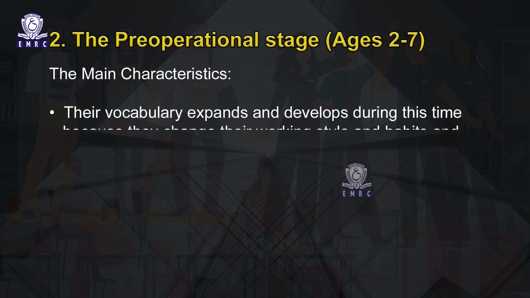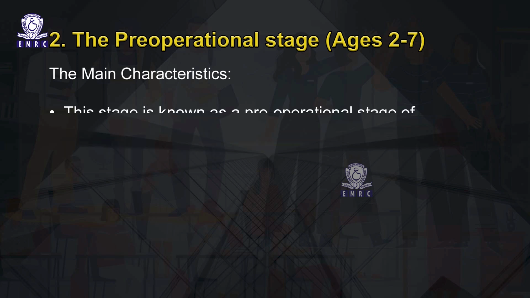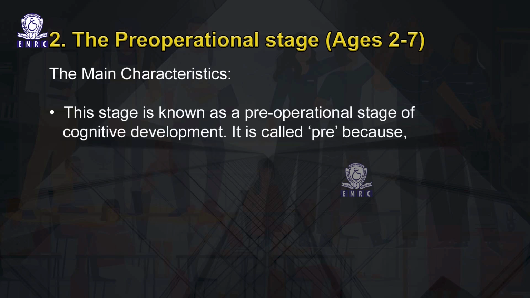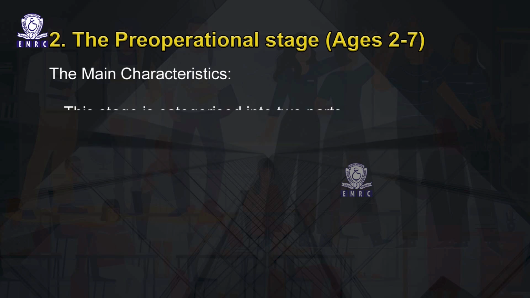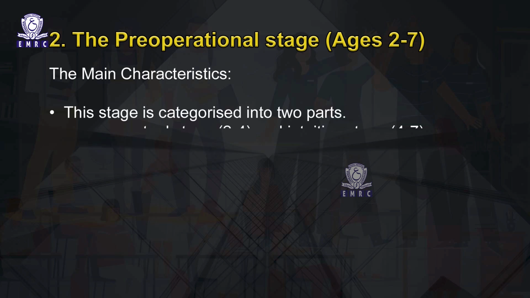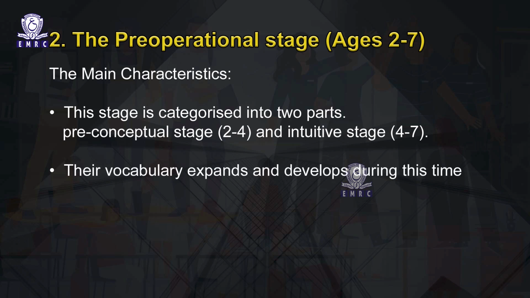Then their vocabulary expands and develops during this time because they change their working style and habits and start behaving like little adults. This stage is known as the pre-operational stage of cognitive development. It is called pre because in this stage children cannot perform a logical operation, but it is a starting stage of logical operation. This stage is categorized into 2 parts. First is the pre-conceptual stage from 2 years to 4 years and the intuitive stage, which is 4 years to 7 years.